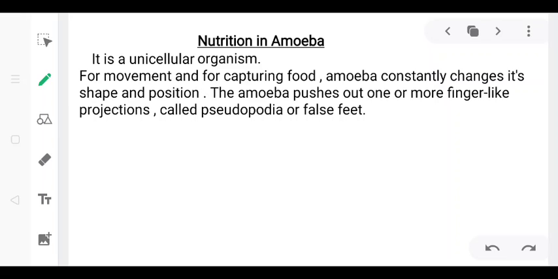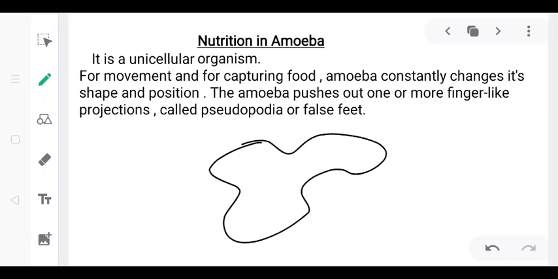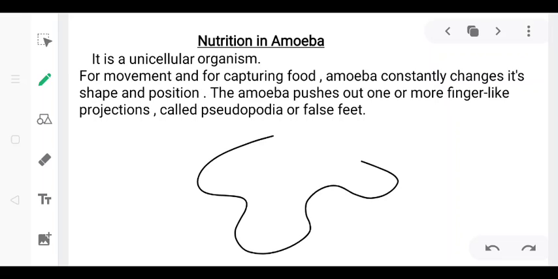Amoeba is a unicellular microscopic organism which is found in pond water. For movement and for capturing food, amoeba constantly changes its shape and position. If we draw any shape, we can call it the shape of an amoeba. There is no particular shape of an amoeba; it changes its shape regularly and constantly.